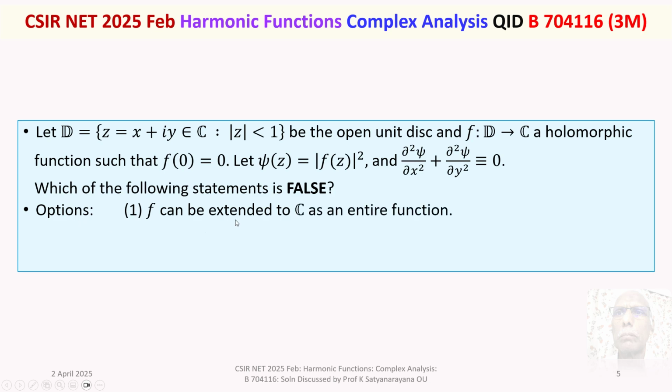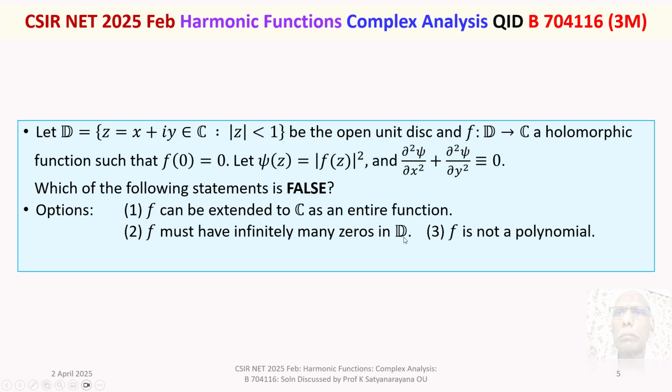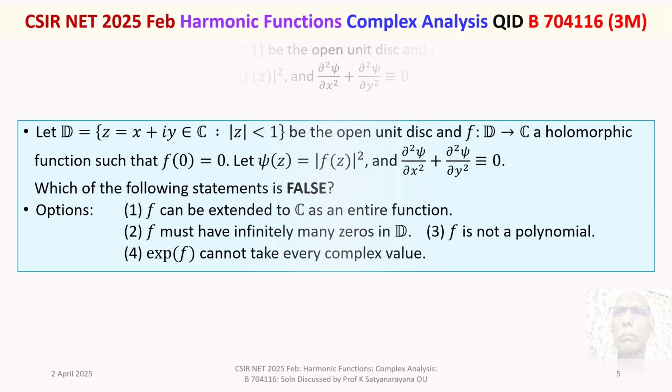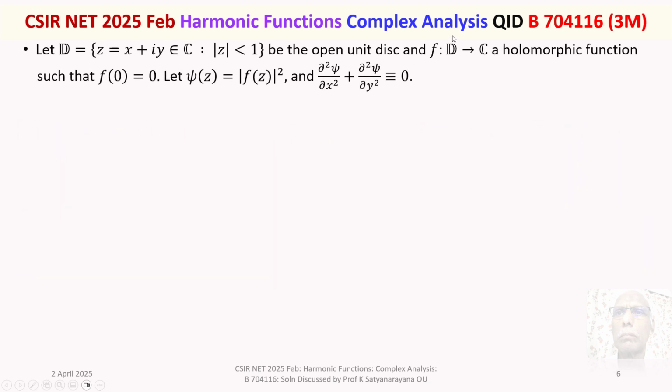Option 1, f can be extended to C as an entire function. Option 2, f must have infinitely many zeros in D. Option 3, f is not a polynomial. Option 4, exponential of f, that is e power f, cannot take every complex value. Right. Let's now discuss the solution of the problem in detail.